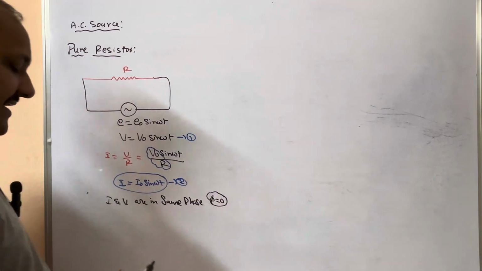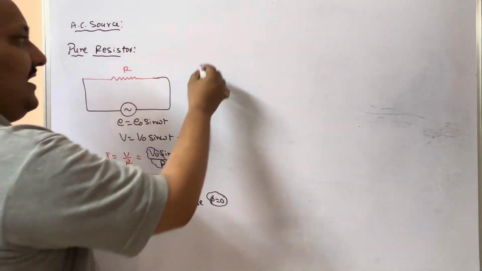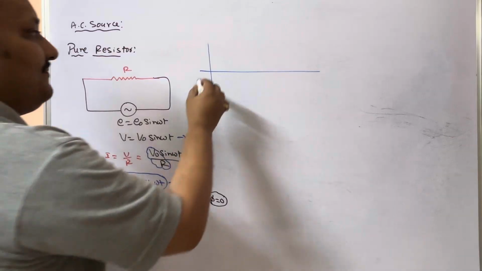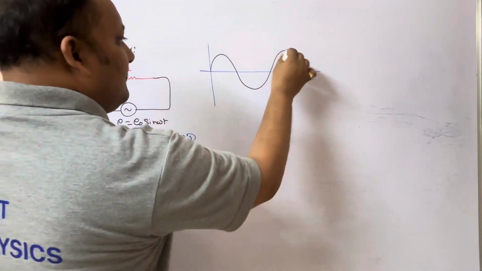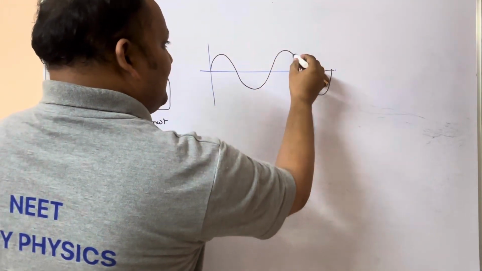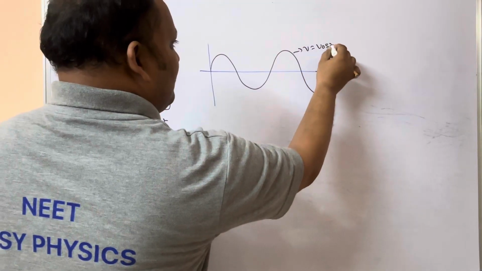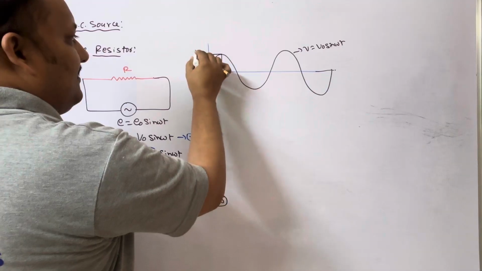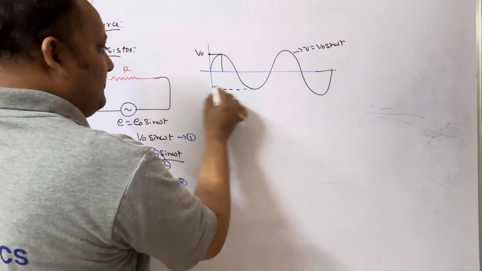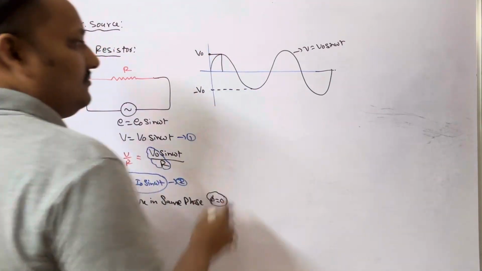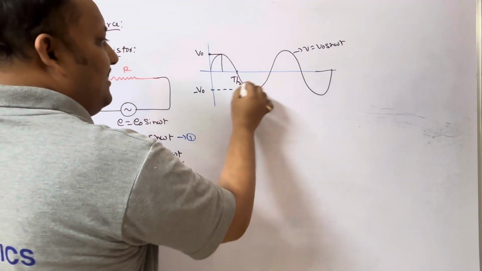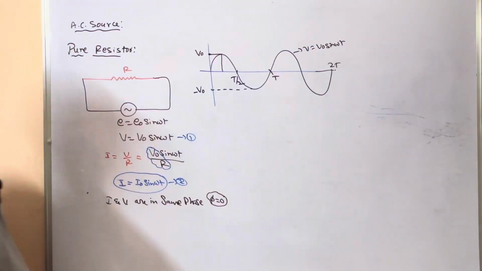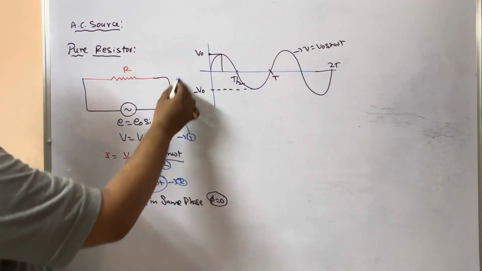Both are going to represent sine waves only. Therefore, those waves we are going to draw like this. If V is equal to V naught sin omega t, this value is going to be the peak voltage. This is time T by 2, T, like this, 2T, they are going to draw. This is the representation of equation 1.